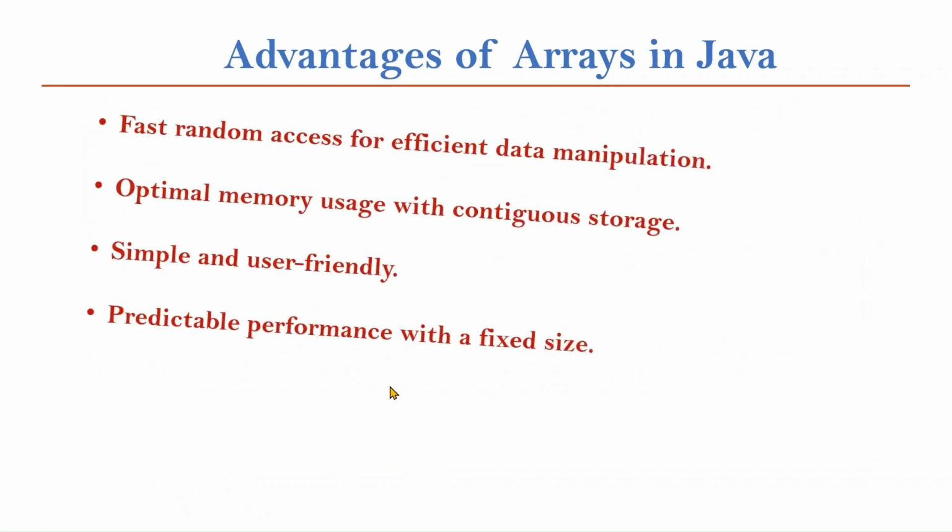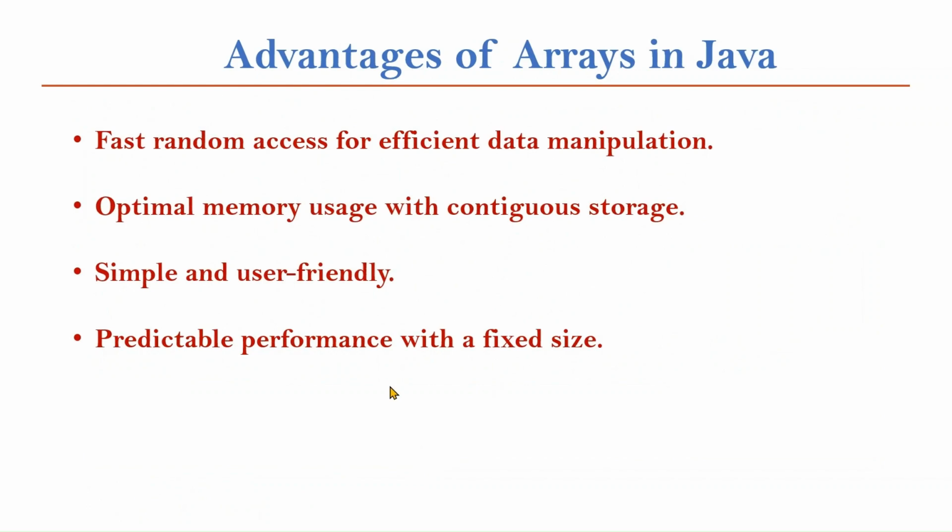Now, what are the advantages of arrays in Java? Fast random access for efficient data manipulation. Because we have the indexing concept, I can extract any element from an array and I can go for usage of this particular value in different manipulations. Then optimal memory usage with contiguous storage. As I said before, if you are trying to define the size of an array, it is going to give the contiguous memory locations. It will not give different memory locations. So there we are going to utilize the memory in the proper way and in sequence.